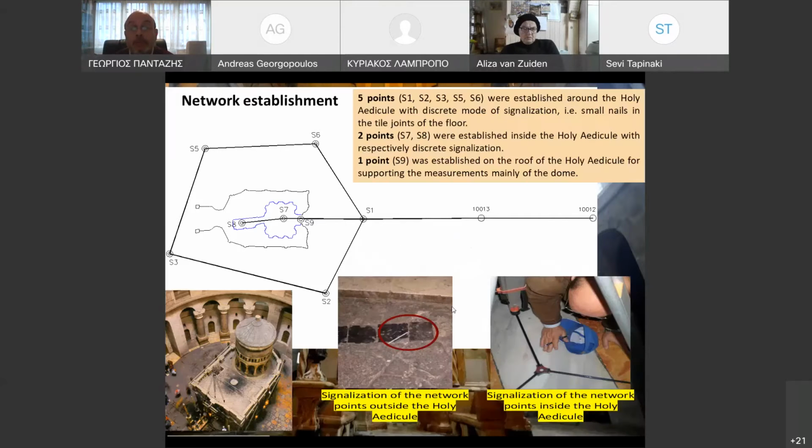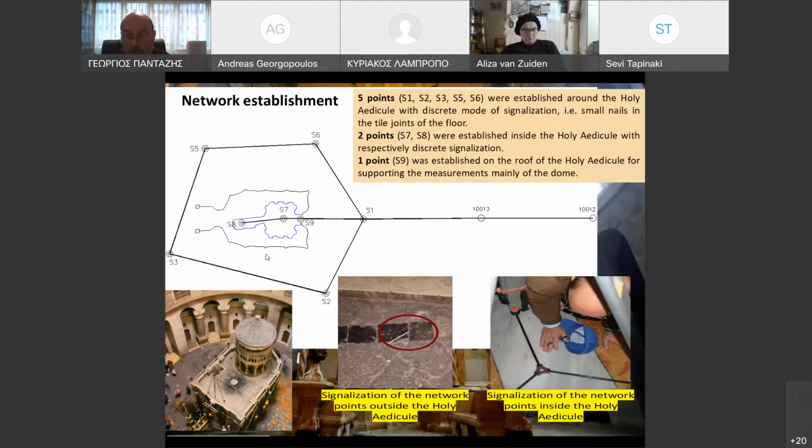The network is composed of 8 points. These are the 8 points S1, S2, S9, which were established in order to avoid any perceptible intervention at the site, ensure the permanence of their position not only during the measurements, but also for the future needs of the work, and make feasible the measurement of all the necessary points for the 3D model and the deformation and displacement determination of the Holy Edicula as well as its dome.